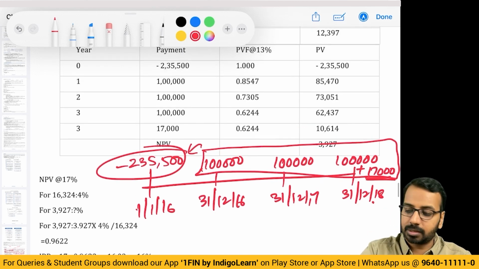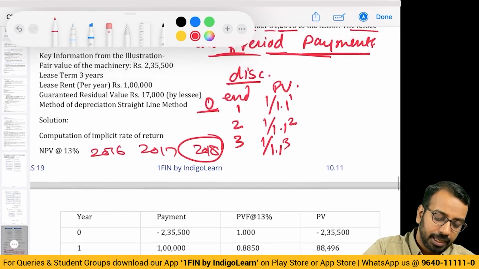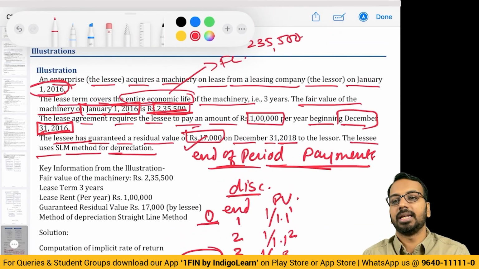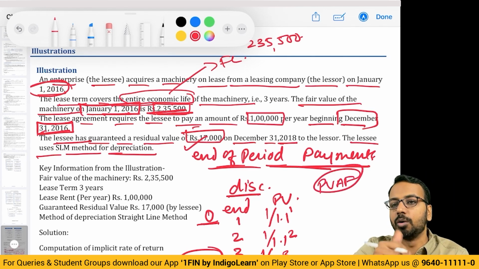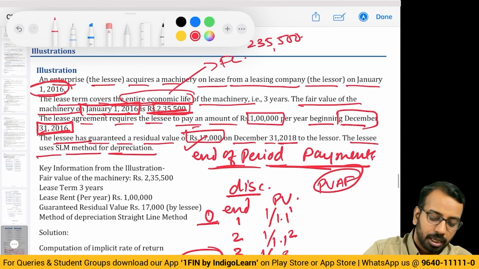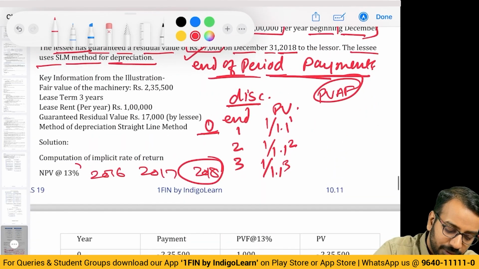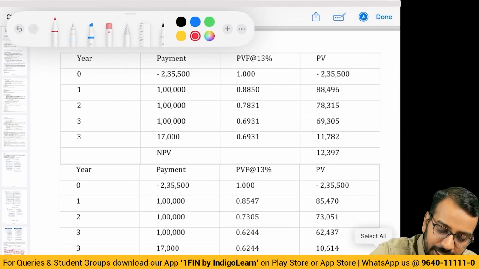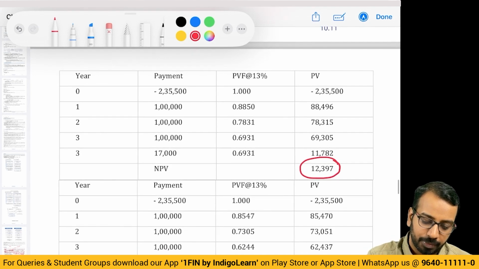So I'll just give you a quick thing. Right now, they have not given any rate here. Generally these days they have started giving present value factors and present value annuity factors. Using that you can do the calculation. Now, first you will calculate at one rate. So let us see, here you have taken 13% as the rate. And when we calculated the NPV, it came to 12,397.